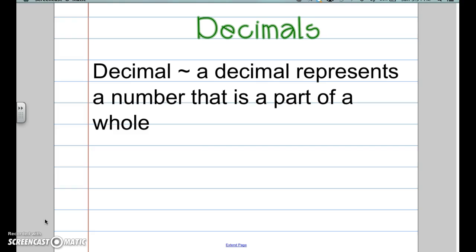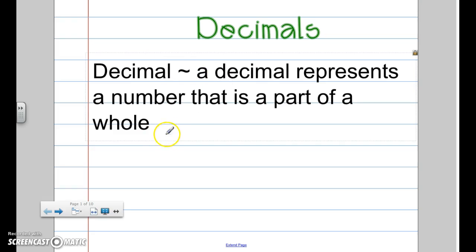Decimal. A decimal represents a number that is a part of a whole. Make sure that you copy this down on your recording sheet, and let's talk about an example and a non-example. An example of a decimal would be maybe you've seen something like this whenever you go to the store with your mom or dad. And this cost $1.50. Well, in the decimal world, we're going to say 1 5/10 or 1 50/100. So that would be a good example of a decimal.